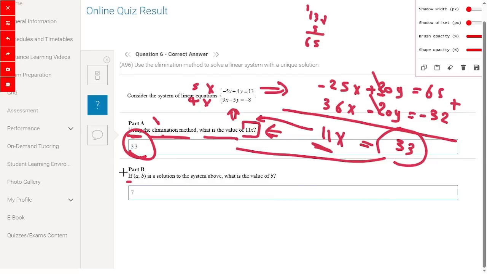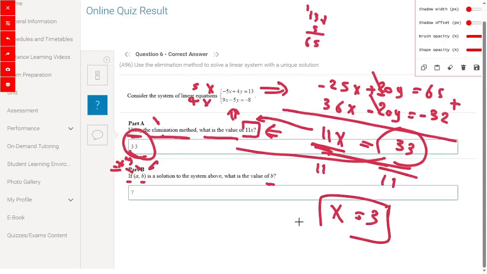Now, if A and B, this is x and y, is a solution to the system above, what is the value of B? What is the value of y? So here, from this one, if I divide by 11 and divide by 11, x will be equal to 3. So now we'll take x equal to 3 and substitute it in any of these equations. Let's take the second one.